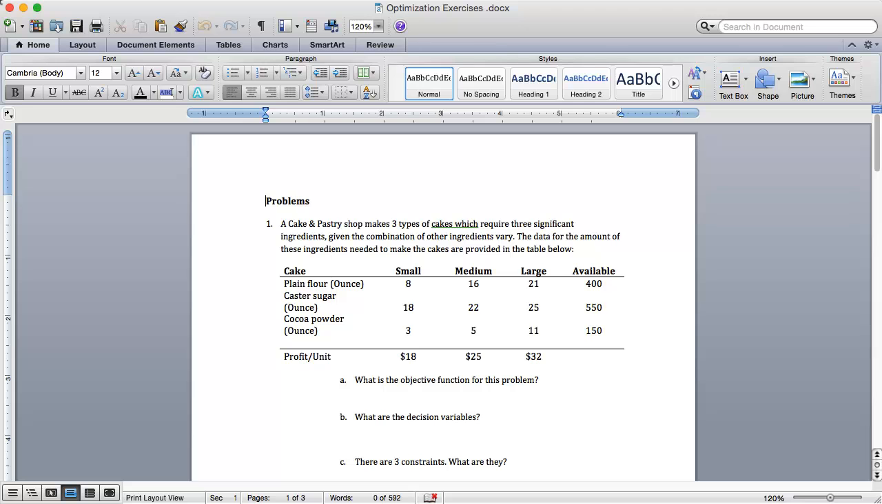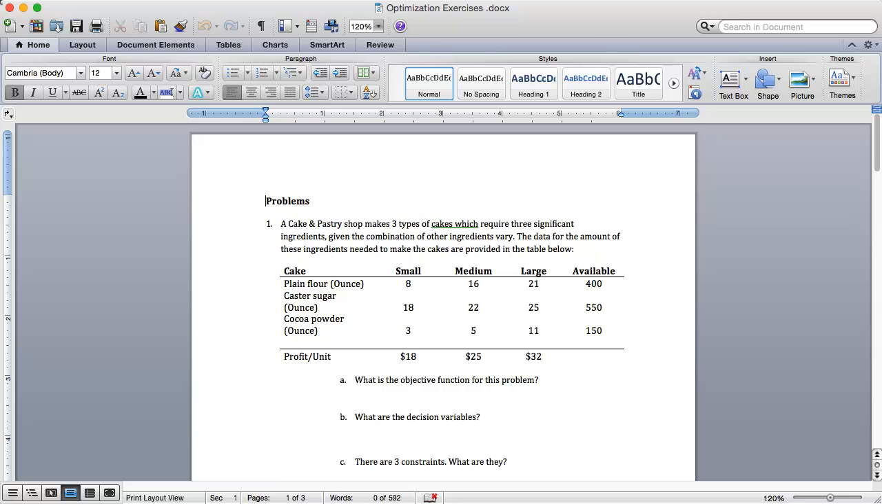Let's look at an example. A cake and pastry shop makes 3 types of cakes, which require 3 significant ingredients. The data for the amount of these ingredients needed to make the cakes are provided in the table below. So this is our given information. And we can see from this given information some important information.